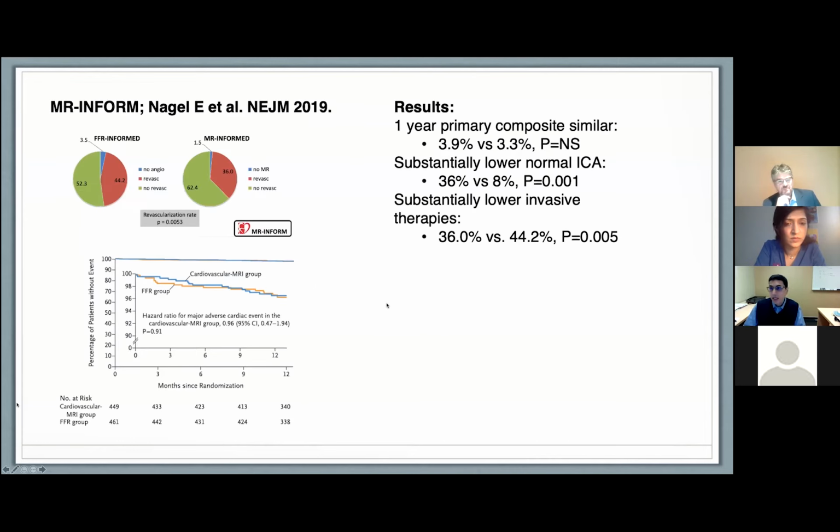I think this case is a good example of a very important trial that was discussed in the earlier sessions, the MR-INFORM trial conducted by Dr. Nagel and colleagues, which compared a stress CMR to an invasive FFR strategy for the evaluation of stable chest pain patients. Although there were no significant differences for the 1 year primary composite major adverse cardiovascular events, there were substantially fewer normal invasive cardiac catheterizations in the stress CMR strategy. In addition, there was substantially lower use of invasive therapies, which can be very important for the patients.